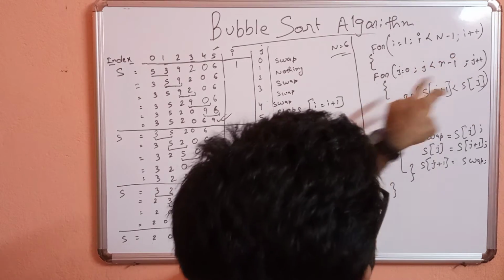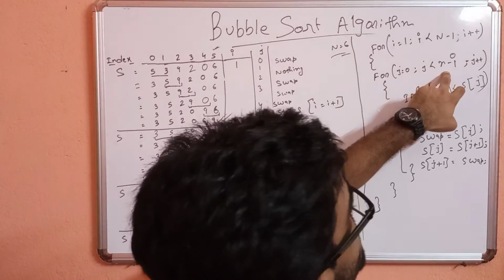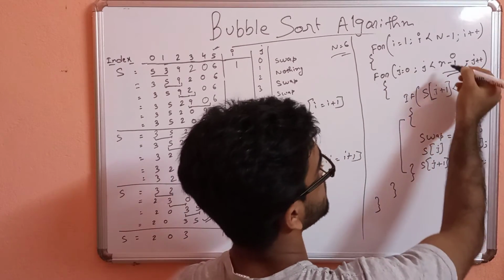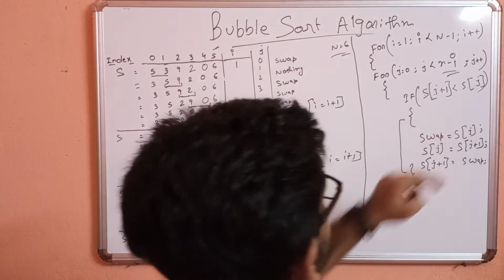Now i plus plus. For the inner loop, j will run from 0 to n minus i. N minus i, it is important. Not n minus 1 or n, it is n minus i, j plus plus.